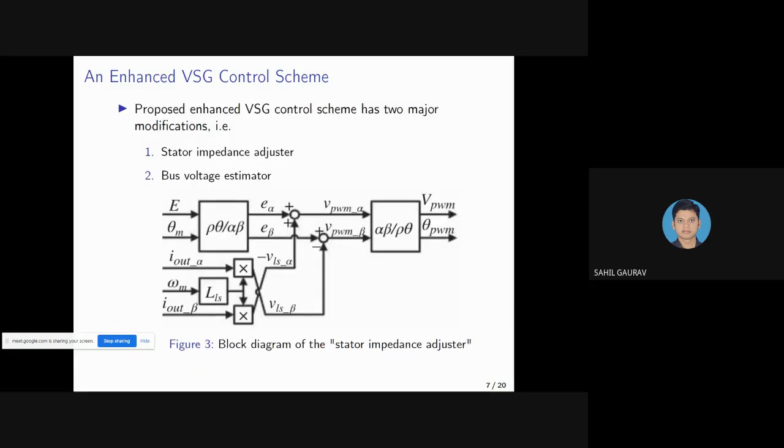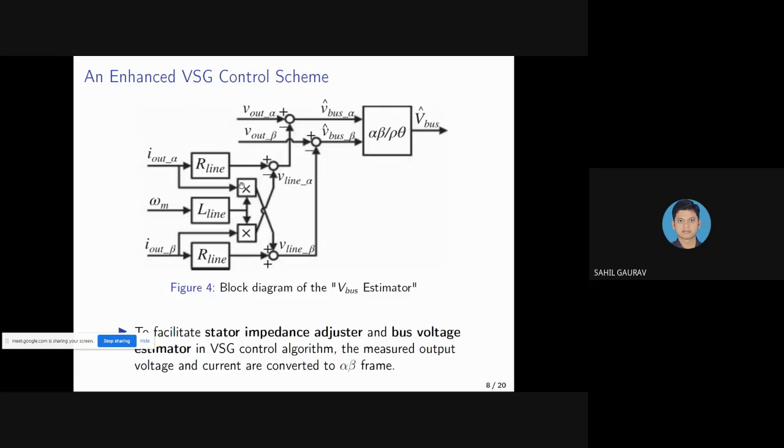Next we see the bus voltage estimator. This is the block diagram of the bus voltage estimator, and it is very simple to work with. We just have to measure the resistance and inductance of the line that connects our DG to the bus, the PCC. So first we calculate R line and L line, and with these we calculate the bus voltage across the line in the alpha beta frame.